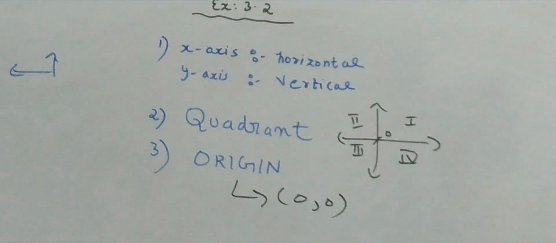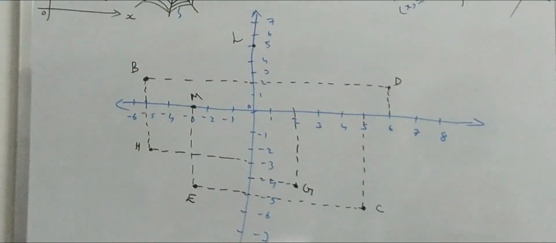Now let us move on to question number 2. The question is, see the figure 3.14 and write the following. Here you can see they have given you a figure. A better figure you can see in your text also. The question is, by looking at the figure we should answer the below questions.